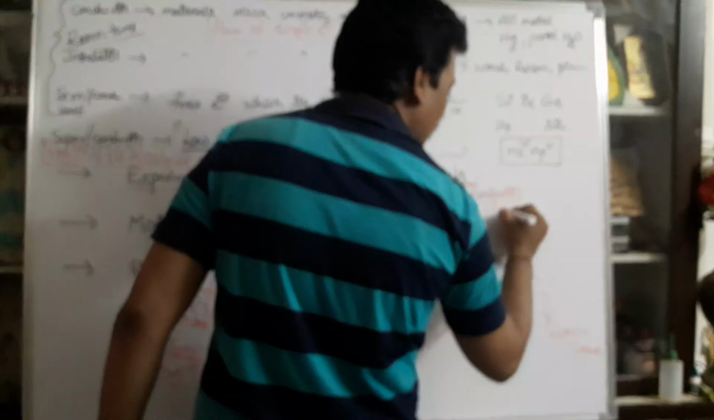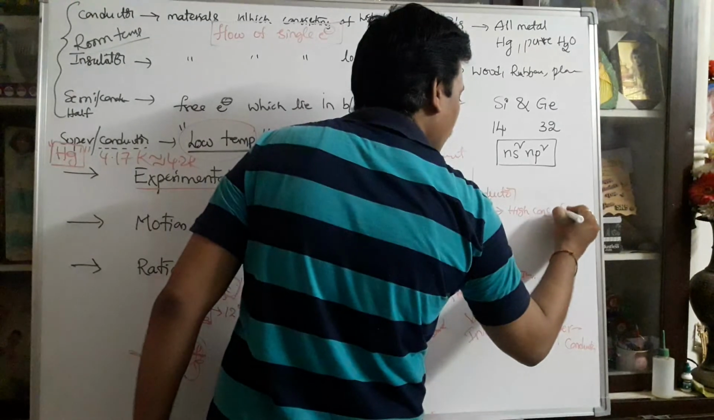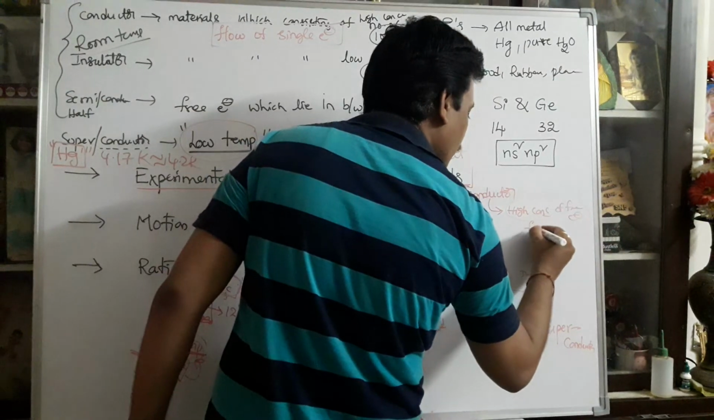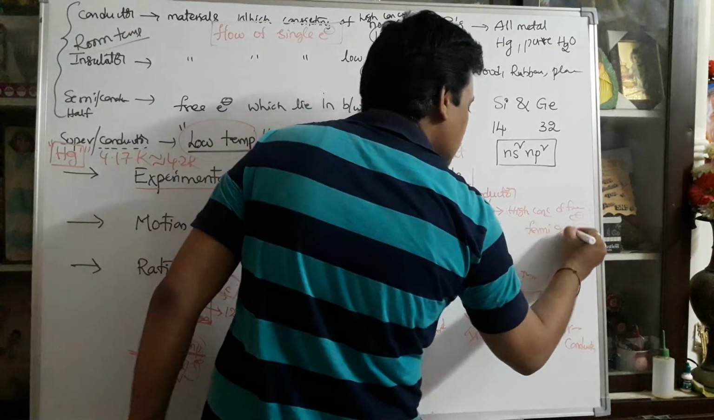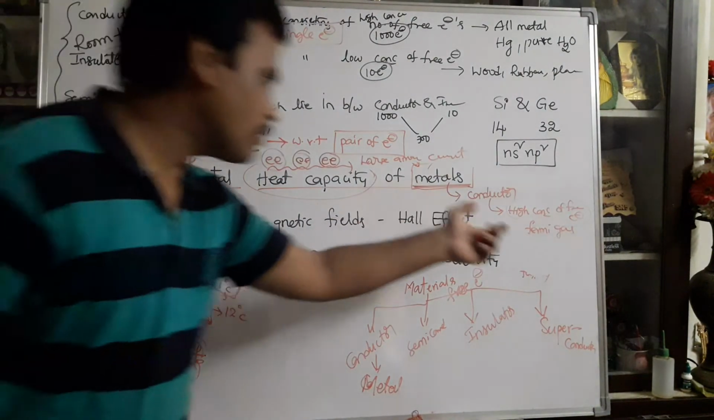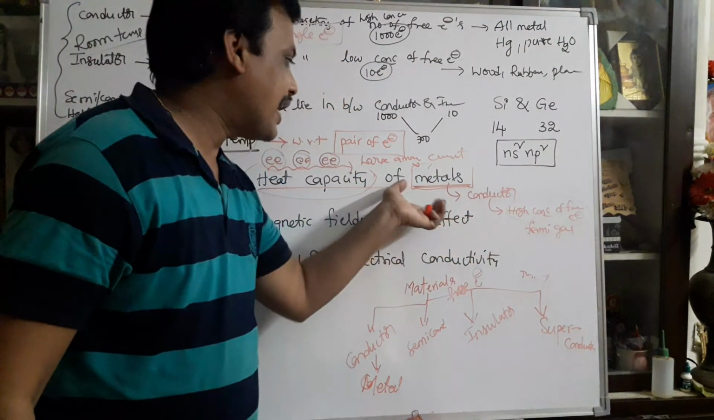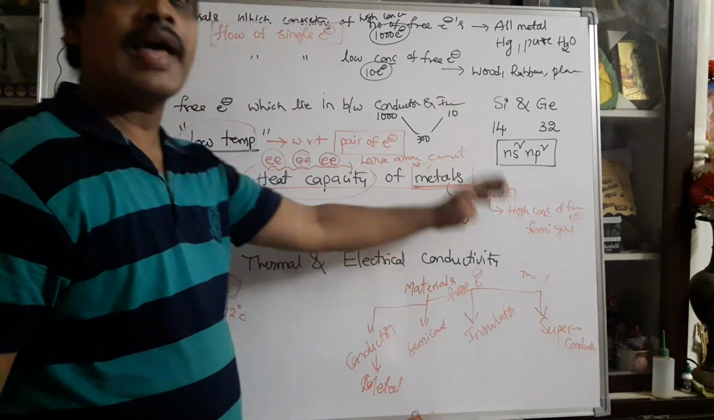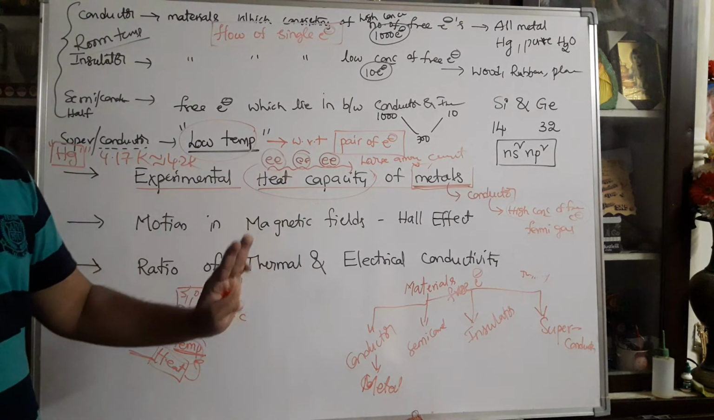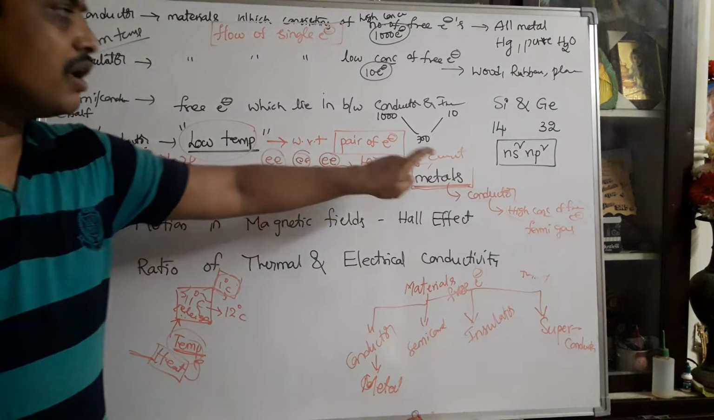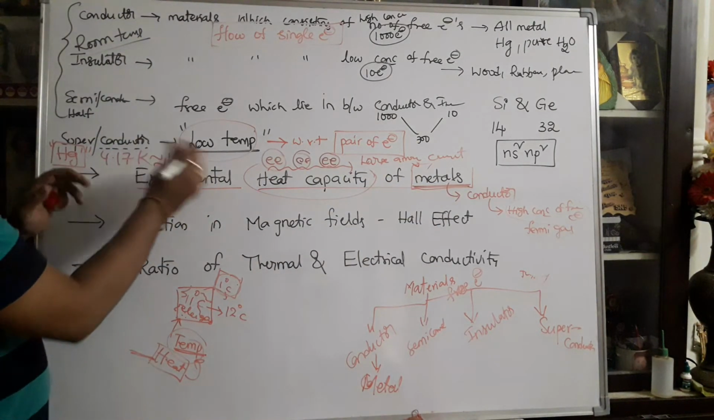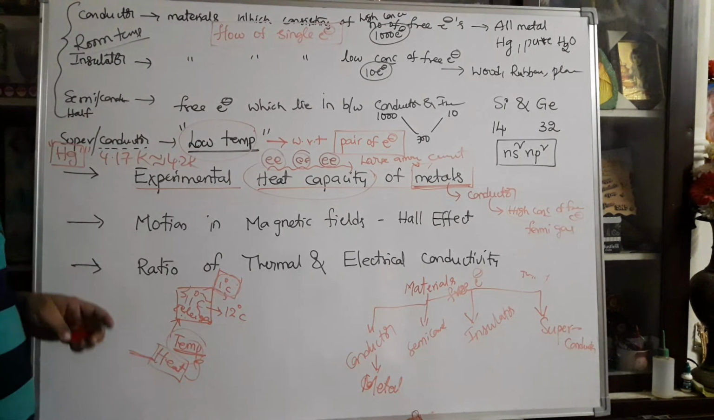What is a conductor? A conductor is a material with a high concentration of free electrons. That high concentration of free electrons is what we call the Fermi gas. From the Fermi gas point of view, we can explain the heat capacity of a conductor from the experimental point of view, not the theoretical notation. In theory, the heat capacity of the Fermi gas was explained in the earlier topic.